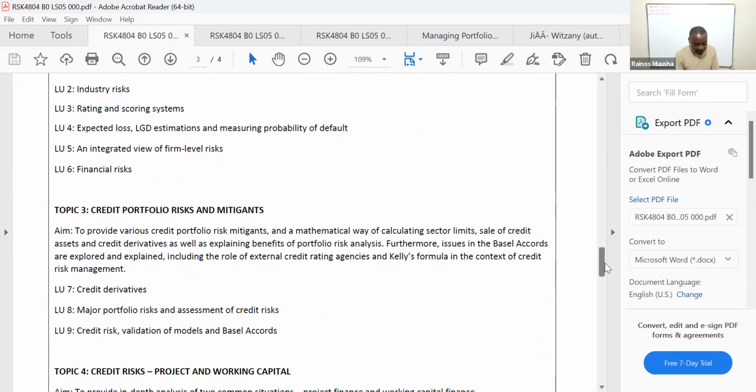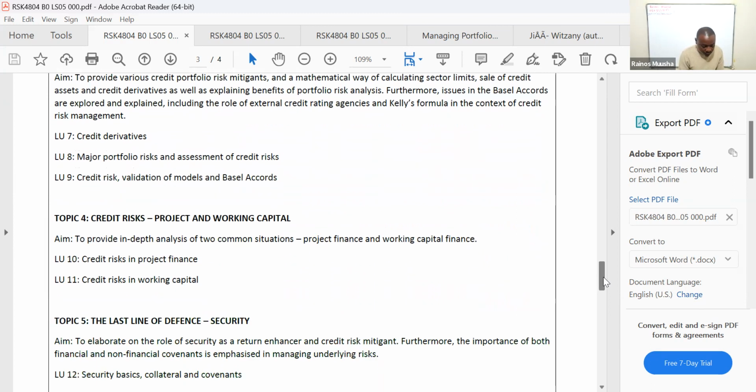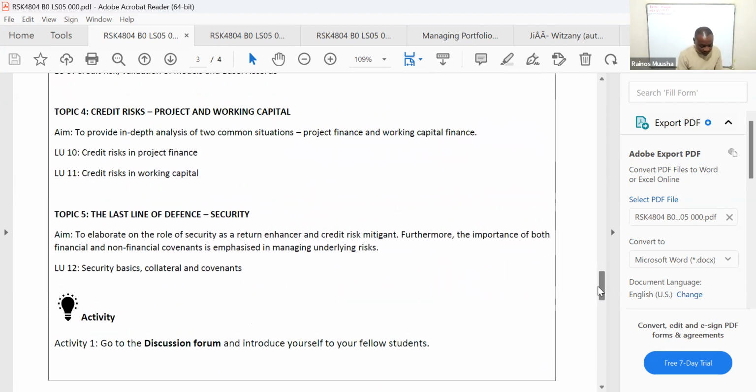Then the sixth one looks at financial risks. Then the seventh one looks at credit derivatives. Then major portfolio risk and assessment of credit risk. And then we look at credit risk validation of models and Basel codes. Then the 10th one, we look at credit risk in project finance, and then credit risk in working capital. Then the 12th one looks at credit basics, collateral, and covenants.